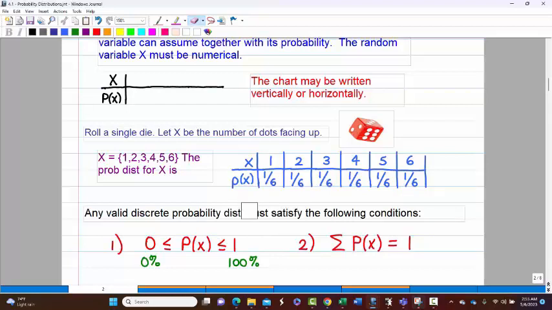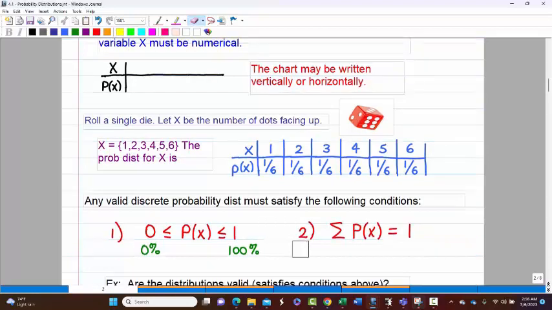Now, any valid discrete probability distribution must satisfy the following two conditions. Number two will be something we haven't looked at until now, but we've definitely talked about the first one in chapter three: the probability of any value has to be between zero and one. But now, the sum of the probabilities in your distribution must add up to exactly one, meaning you've got a 100% chance that one of those is going to occur, like rolling a one or two or three or four or five or six. So they have to add up to one. Adding up to one doesn't mean it's right, but if they don't add up to one, then you know it's wrong.